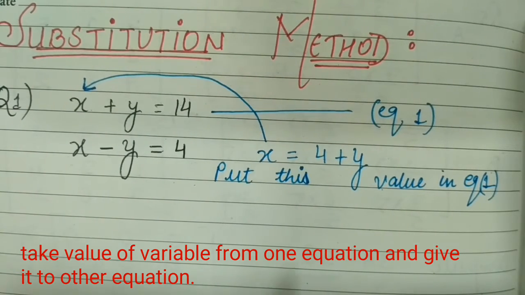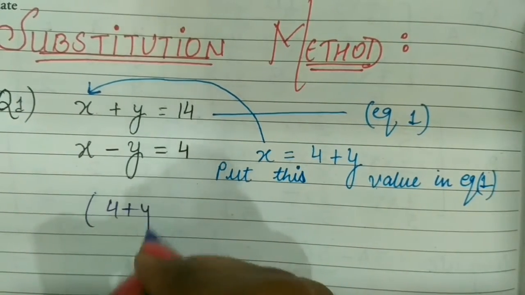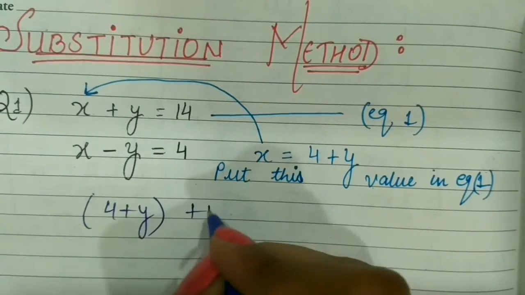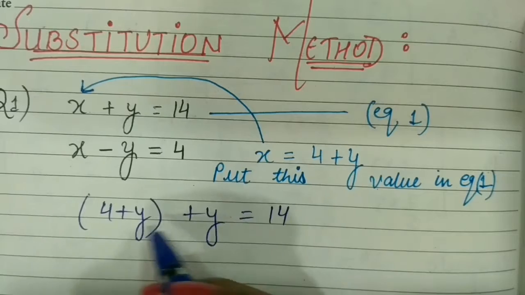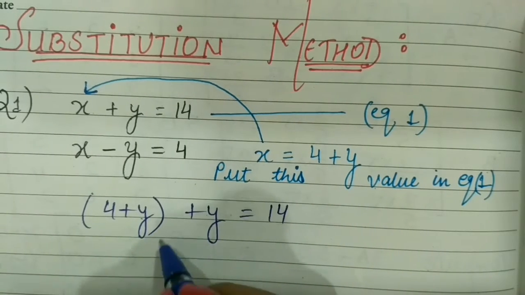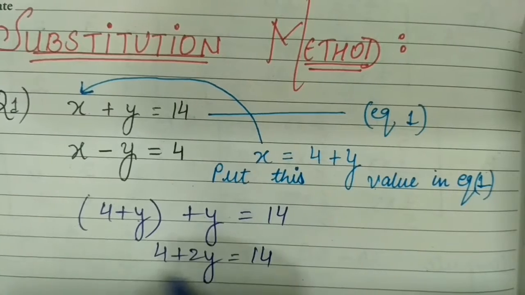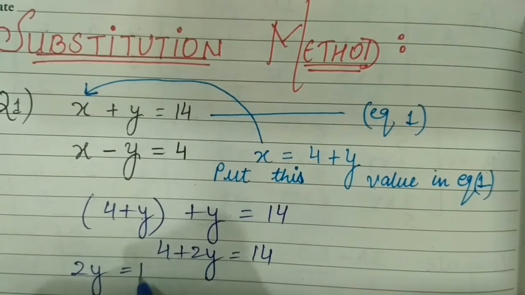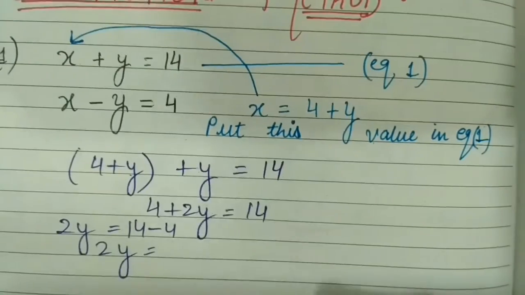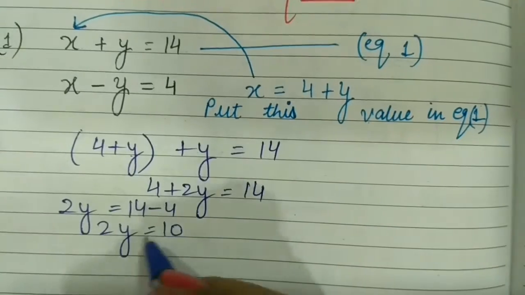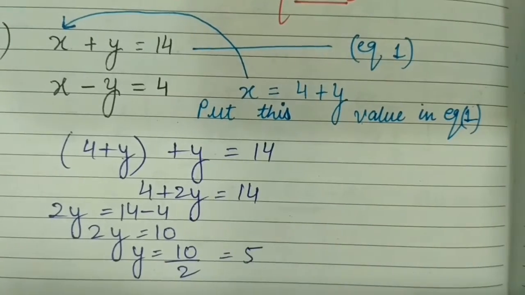What we have to do is put this value of x in equation 1. When I put this value of x in equation 1, it will become 4 plus y plus y equals 14. y plus y will become 2y. 2y equals 14 minus 4. 2y equals 10. And the value of y will be 10 by 2, that is 5.